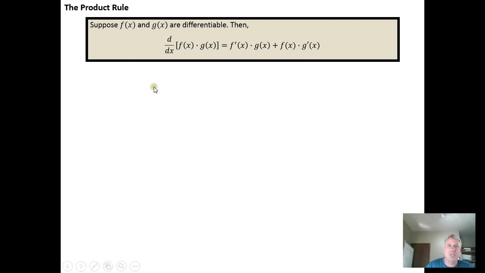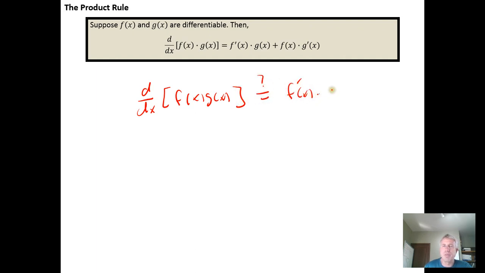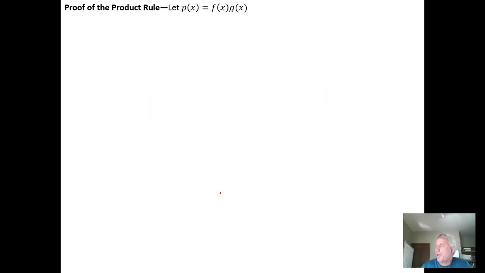Why isn't it just, if we want to do d dx of f of x times g of x, why don't we just take the derivative, the product of the derivatives, for example? Why can't we just do that? We can't. They're not equal. But so what we want to do is justify the product rule.